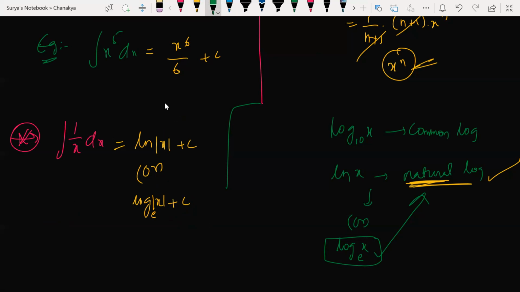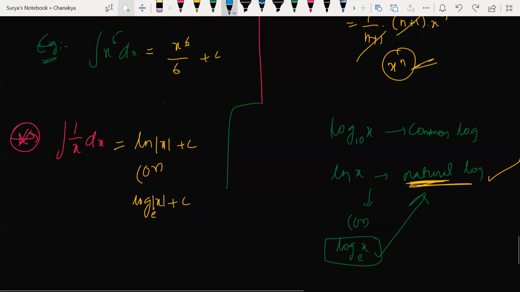Why are we making it positive there? Because the base next to the log should always be positive. It cannot be negative. Is it clear? So to make it positive, we always keep modulus x. Hope you are getting my point.